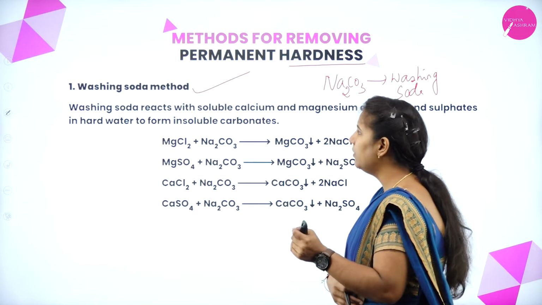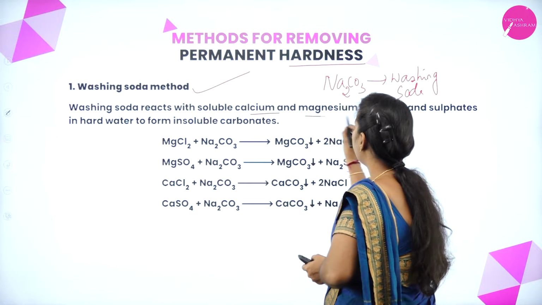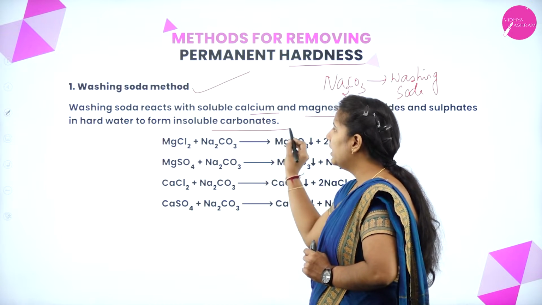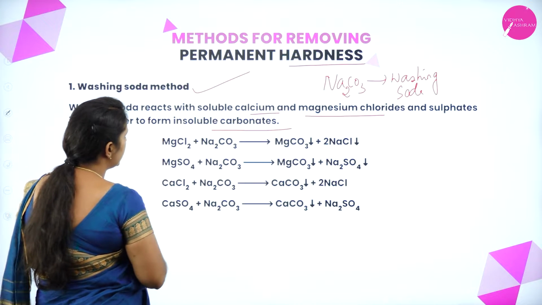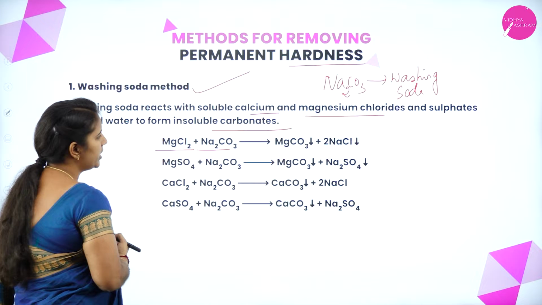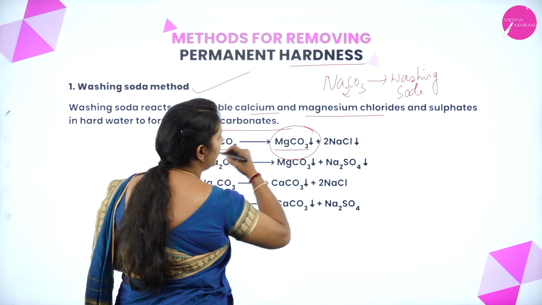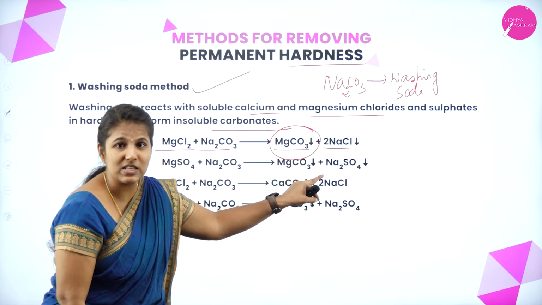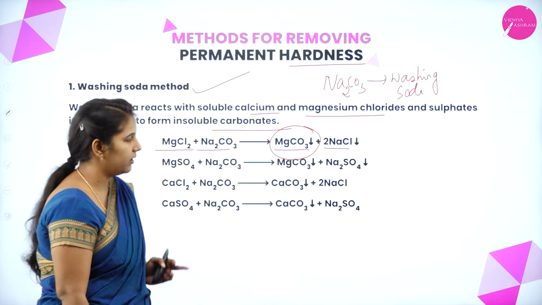Let us understand now. The washing soda reacts with soluble calcium and magnesium chlorides and sulfates in hard water to form insoluble carbonates. Here you have a reaction. You can see that this is magnesium chloride, which is allowed to react with the washing soda. It forms what? Magnesium carbonate, which is a precipitate, with the formation of sodium chloride. We know that sodium chloride is a salt and we can easily separate it out by filtration.